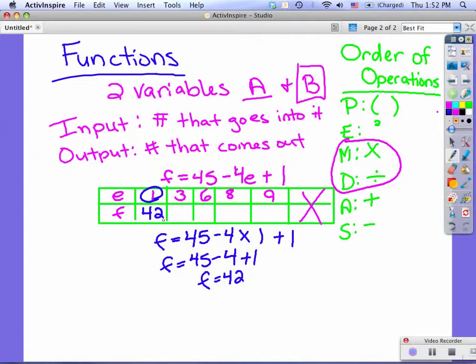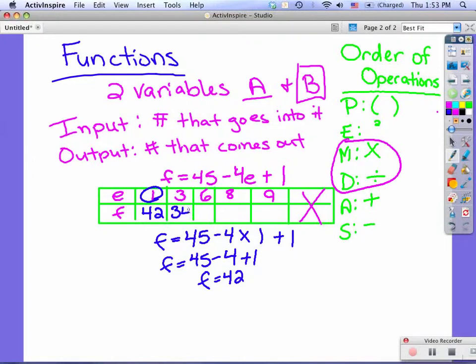What's my input for the second problem? 3. So I would do it again. 45 minus, what's 4 times 3? 12. 45 minus 12 is? Can you do it in your heads or should you write it on your papers? 33. See, correct? Okay, 45 minus 12 is 33. 33 plus 1 is? 34.